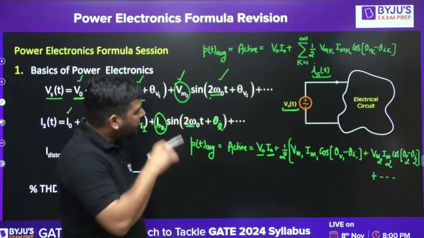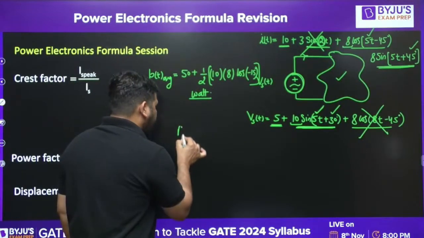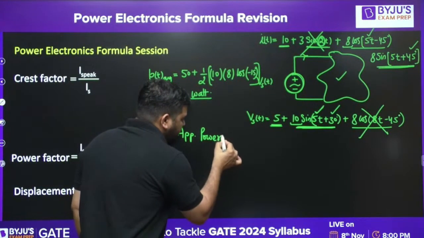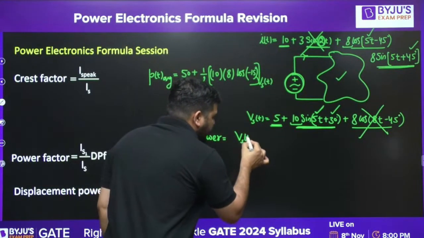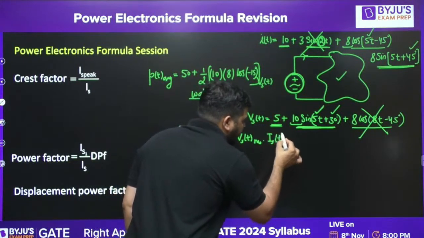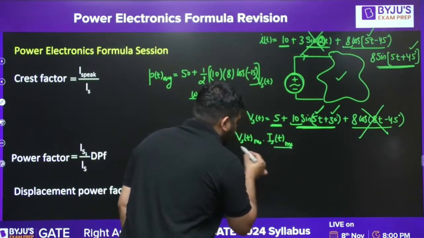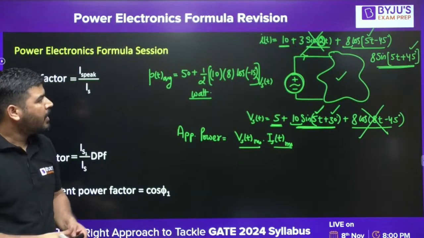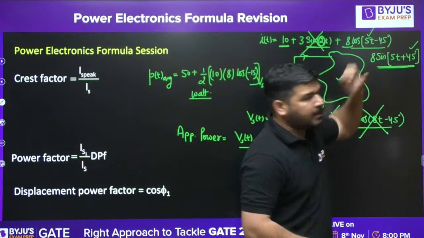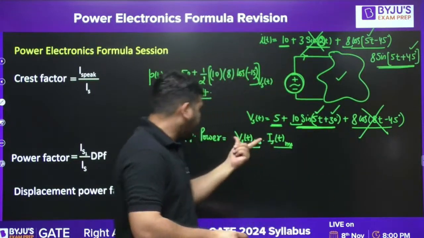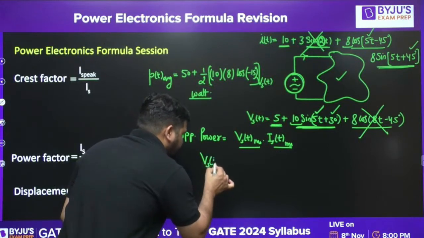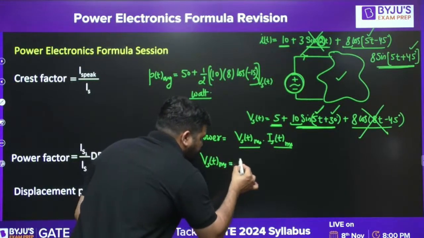Now there is one more thing, apparent power. How to calculate the apparent power? The apparent power is V RMS into I RMS. You just need to multiply the RMS values of voltage and current. You can calculate the RMS value of this voltage and the RMS value of this current. And then you can multiply and you will get the apparent power. Let's calculate the V RMS. Again, you have to apply the Parseval's relation for RMS value.